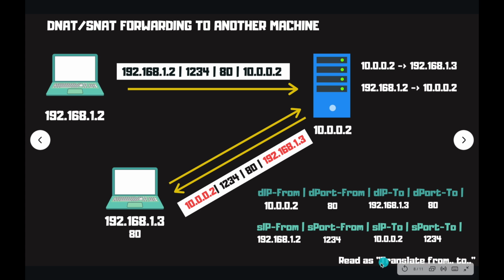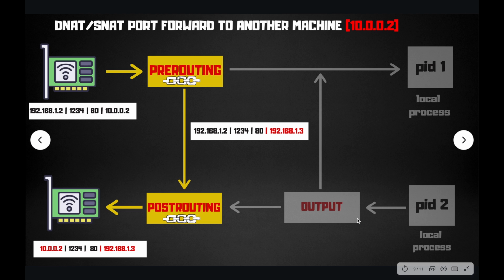Again, always do this: translate from source IP 192 to source IP this. It's the translation that is attached to the semantics of from and to. The source IP and source port has nothing to do with it. Okay, now what happens? Let's go through the chain.